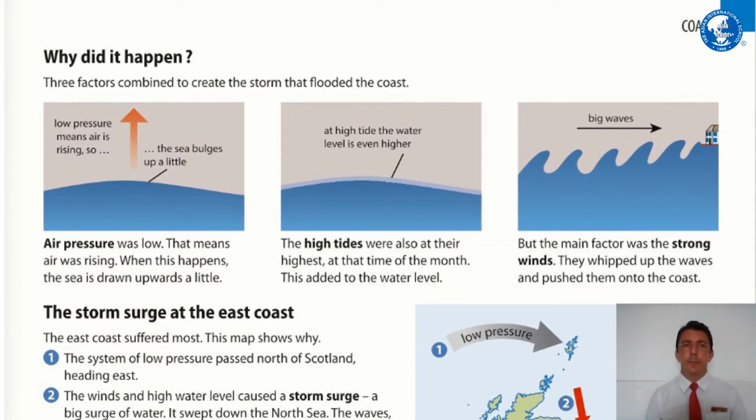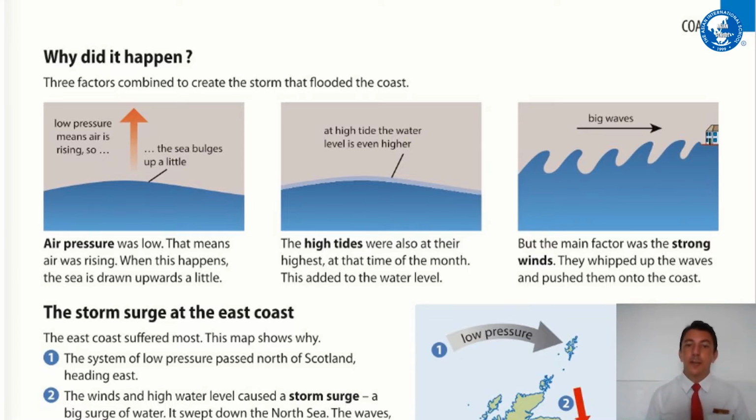So why did this happen? So 3 factors combined to create a storm that flooded the coast. The first one was air pressure. So we had low air pressure. That means the air is rising. And when the air rises, it pulls the sea up a little bit. It creates a bulge on the top of the sea. So this causes a higher sea level.